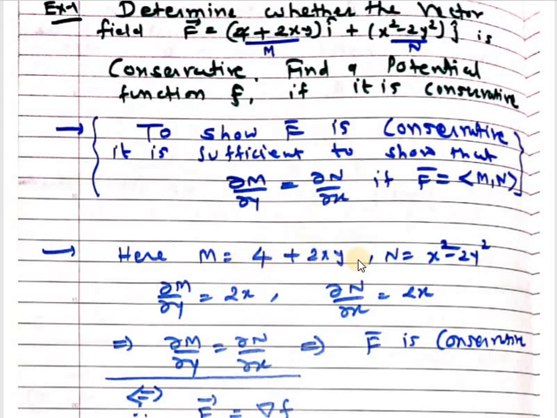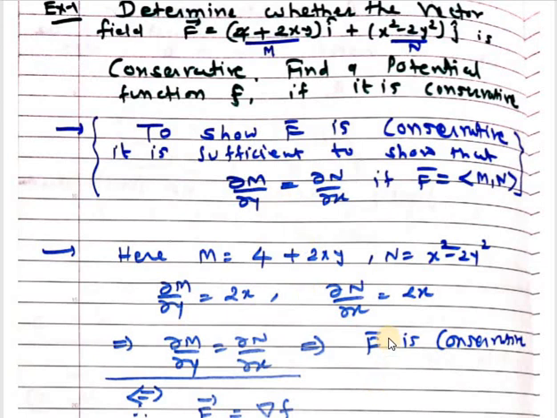So here M is equal to 4 plus 2xy, as given, and N is equal to x square minus 2y square. So here we can determine del M by del y, that is 2x, and del N by del x, that is also 2x. As we have observed, del M by del y is equal to del N by del x. So by this condition, we can say that F(r) is conservative.